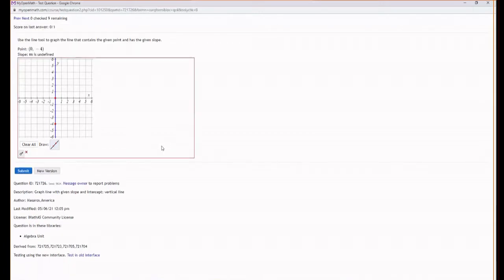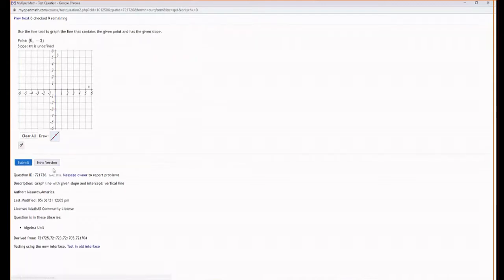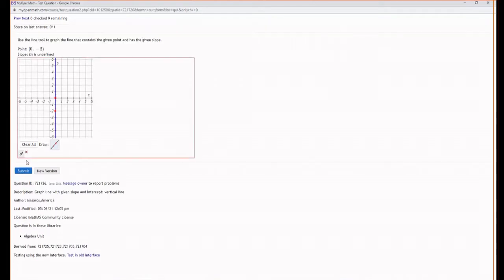And it marks it wrong. Okay, well, let me try again. So I have 0, negative 2. Okay, yeah, there's clearly a bug here. It's supposed to be giving me a vertical line. That's what happens when the slope is undefined.